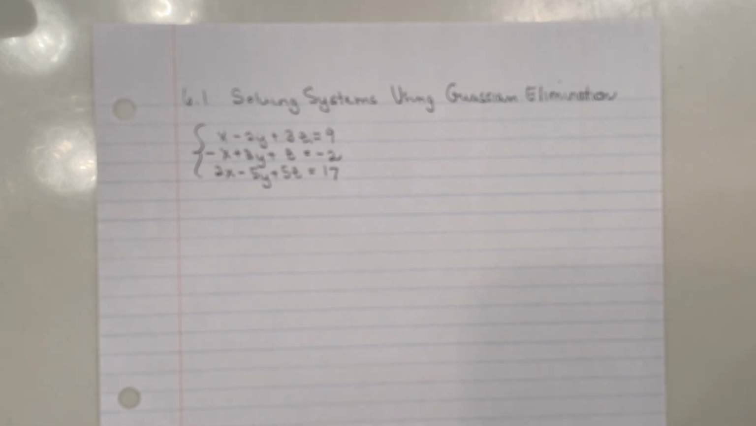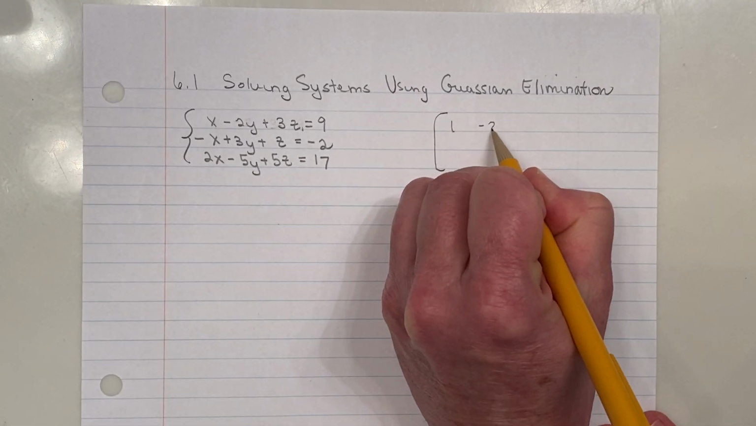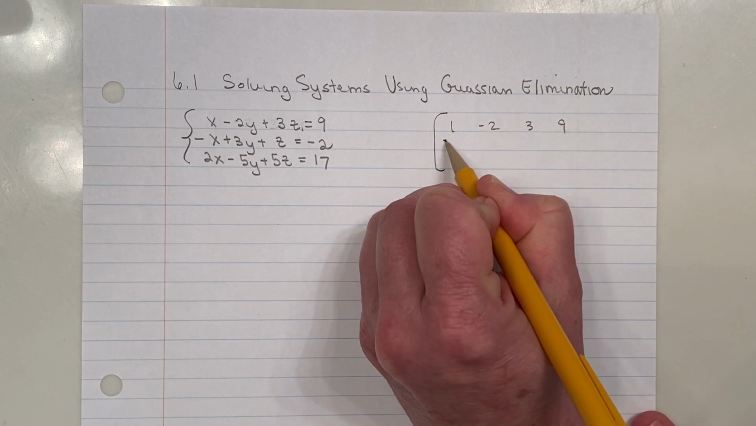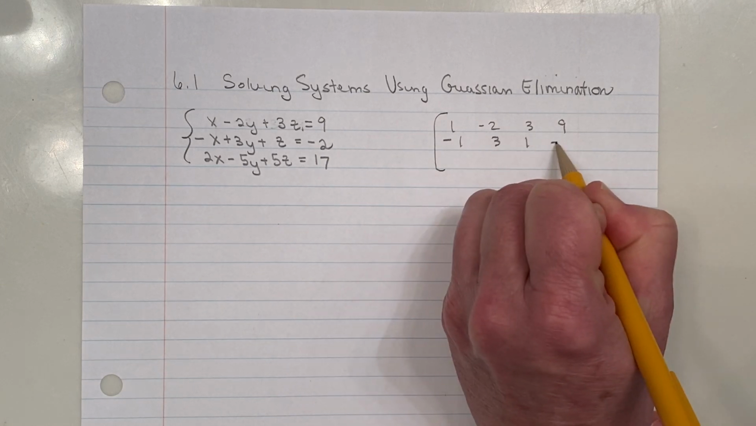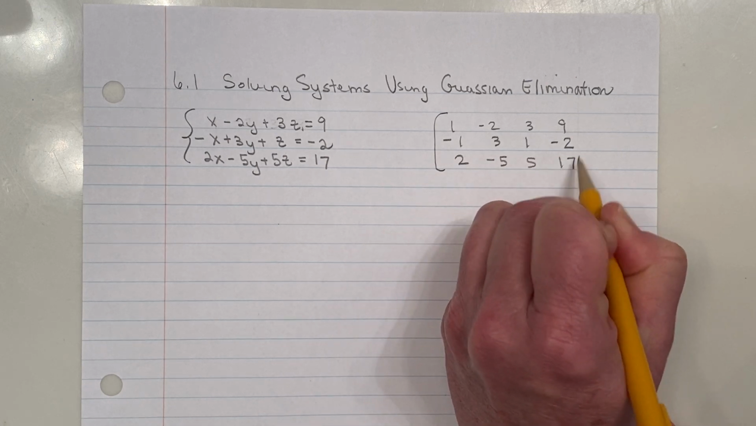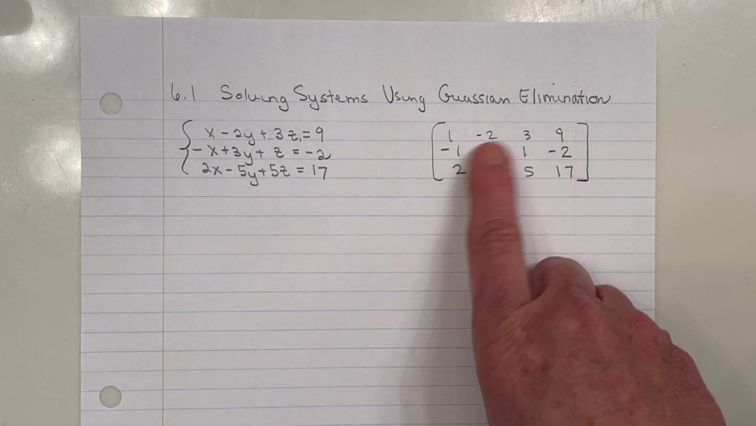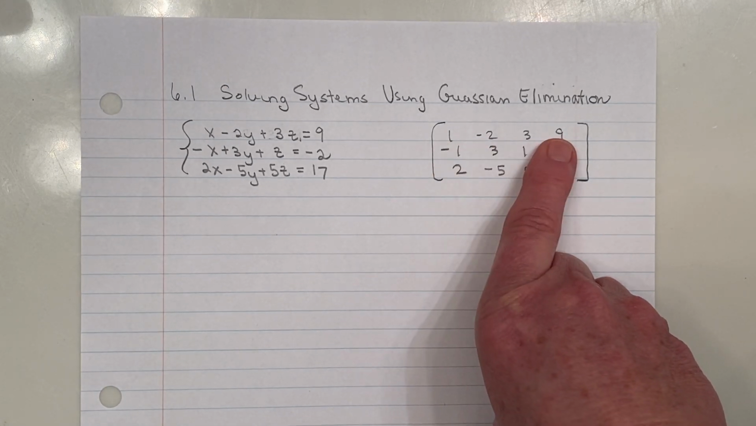All right, let's solve this system using Gaussian elimination. So let's write the augmented matrix, put the matrix in row echelon form, and then do some back substituting. All right. Row 1 looks good. It starts with the 1, so I'll just leave row 1 as it is.